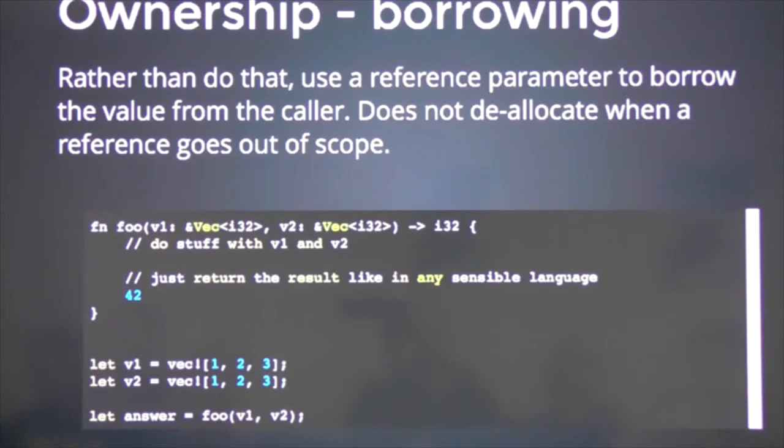So rather than reassigning ownership all the time, what we can do is say that the function borrows a reference to that data. And you do that by putting an ampersand in front of the type, which says this is a borrowed reference.